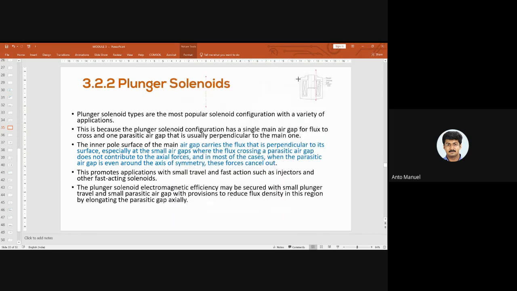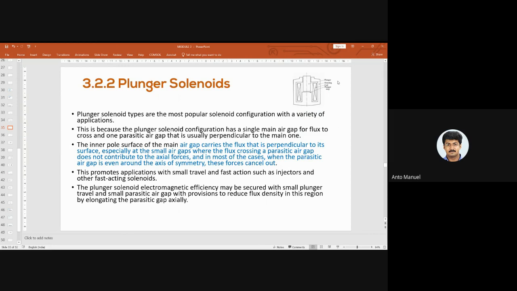Let's go into detail about the plunger. This is the constructional structure of the plunger solenoid. As a point, plunger solenoid types are the most popular solenoid configuration, with a variety of applications. This is because the plunger solenoid's configuration has a single main air gap for flux to cross and one parasitic air gap that is usually perpendicular to the main one.